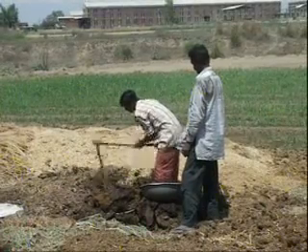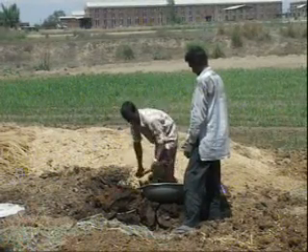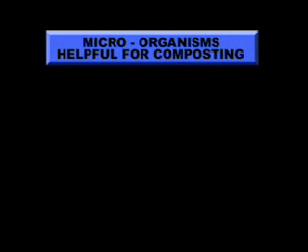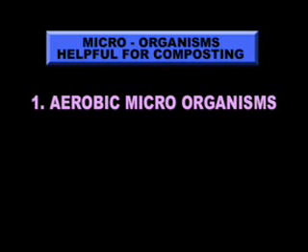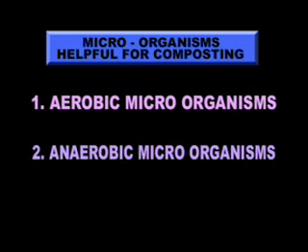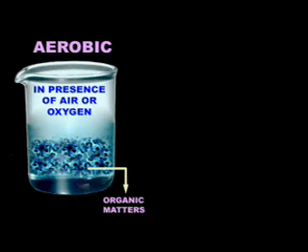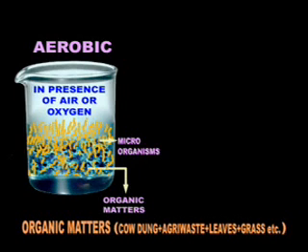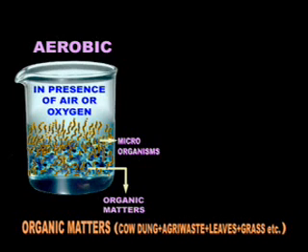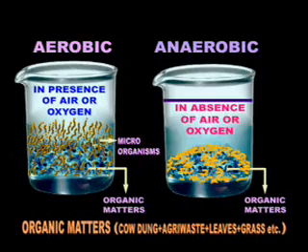The main agents of composting are the microorganisms. These microorganisms are of 2 types: aerobic and anaerobic. Aerobic microorganisms work in the presence of air or oxygen. And anaerobic microorganisms work in absence of air or oxygen. The microorganisms are available in cow dung. That's why cow dung is mixed in equal quantity along with organic matters to enhance the process of rapid composting.